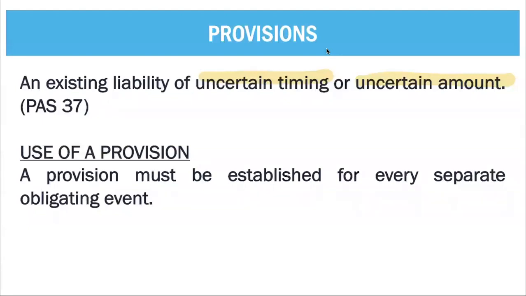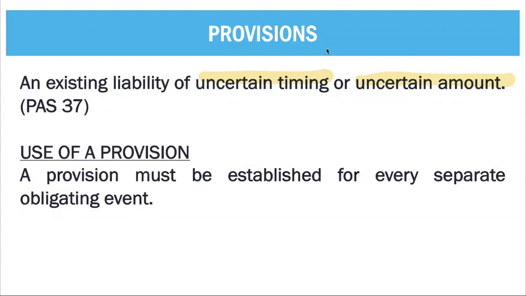Unlike other types of liabilities, where there is a specific date as to the settlement of that liability, such as your notes payable and loans payable, those types of liabilities normally have a settlement date or a maturity date. Hence, the occurrence of those liabilities is known. However, here in your provision, one characteristic is that it is of uncertain timing. Why is it uncertain timing? Because we do not know when it will occur. However, it is considered as an existing liability.